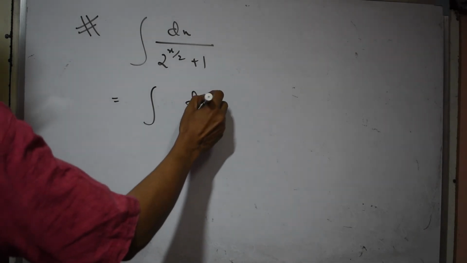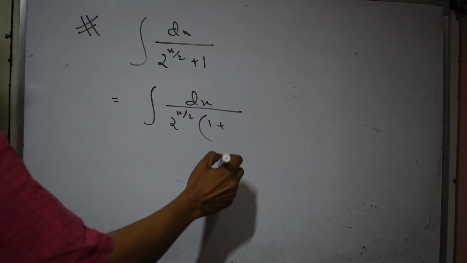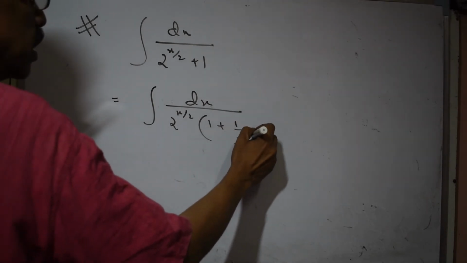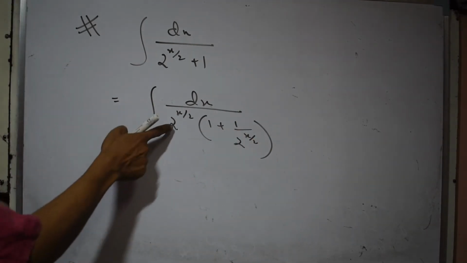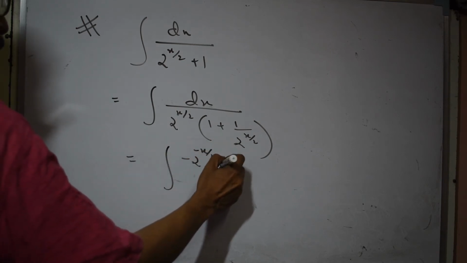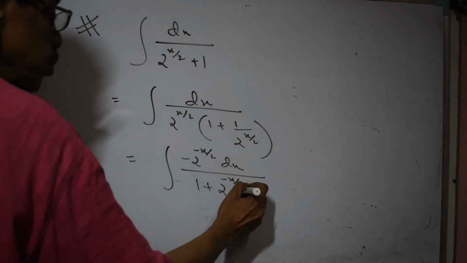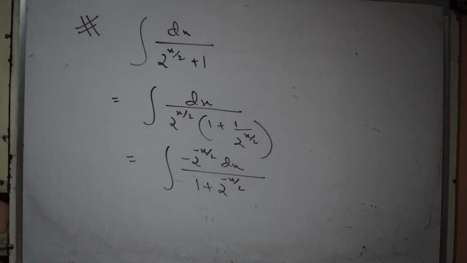So if I take 2 to the power x by 2 common, then this will become 1 and this will become 1 by 2 to the power x by 2. Now this will be taken in the numerator and the denominator is 1 plus 2 to the power minus x by 2. Now you have your benefit.